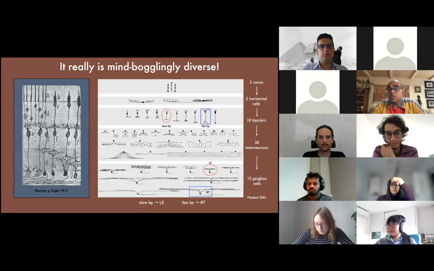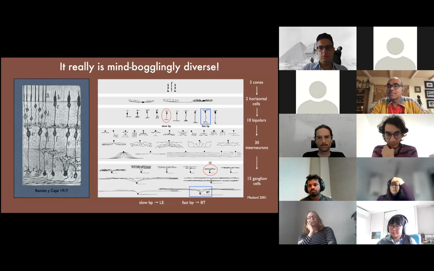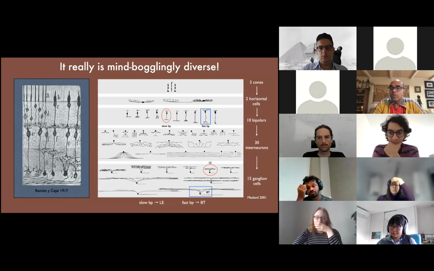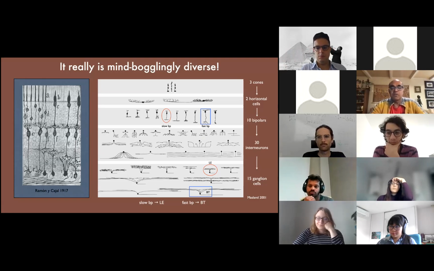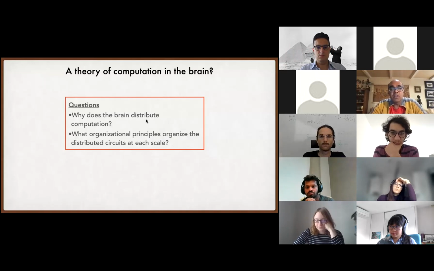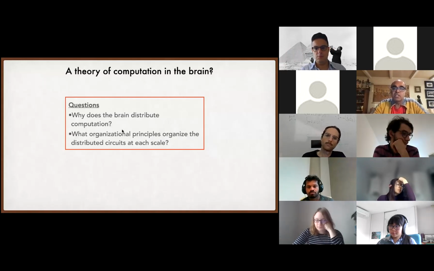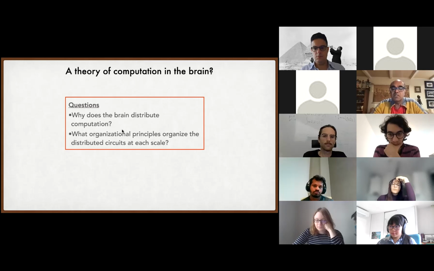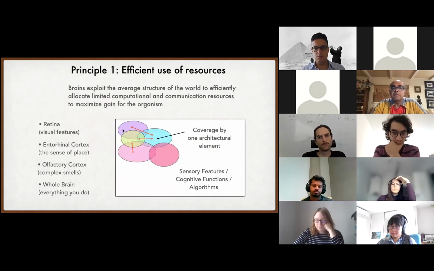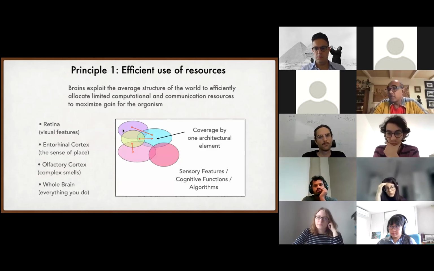And one of my key questions that I tried to raise to the group was, why would you design things in such a manner? Of course, there could be historical reasons, right? Evolution is history, or there could be a design reason, as in, it's selected for some purpose. And I tried to argue that if you ask the question, why does the brain distribute computation and what organizational principles organize the circuits at each scale, it's reasonable to think that one principle that selects this kind of diversity is efficient use of resources.